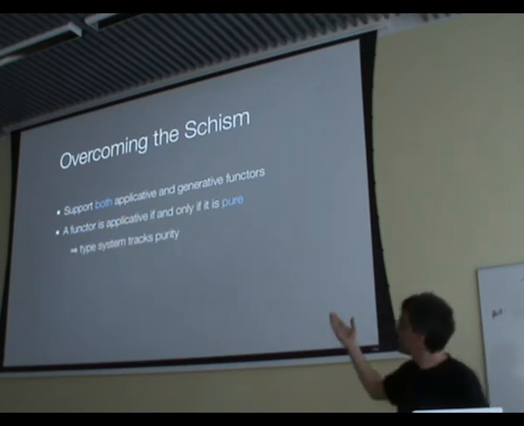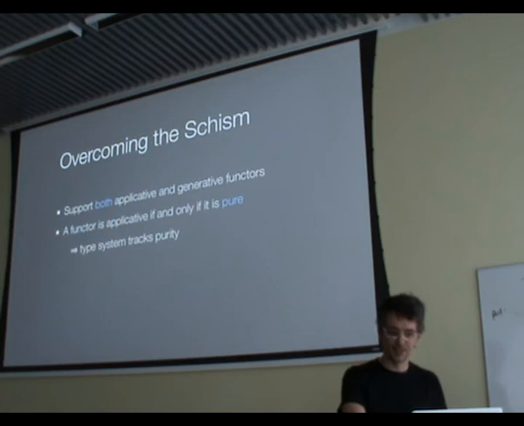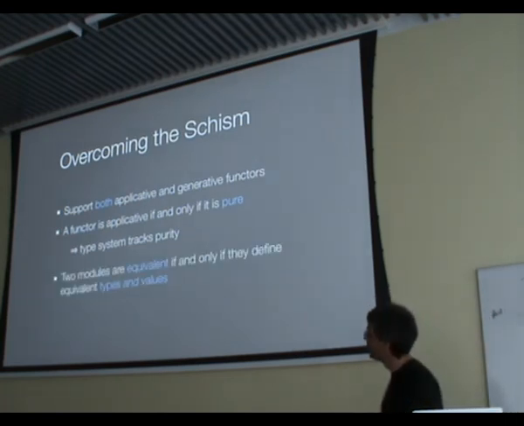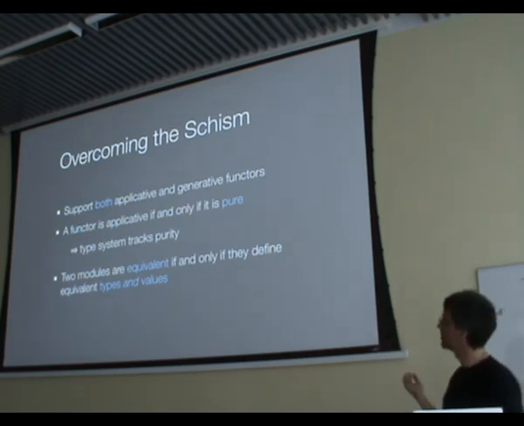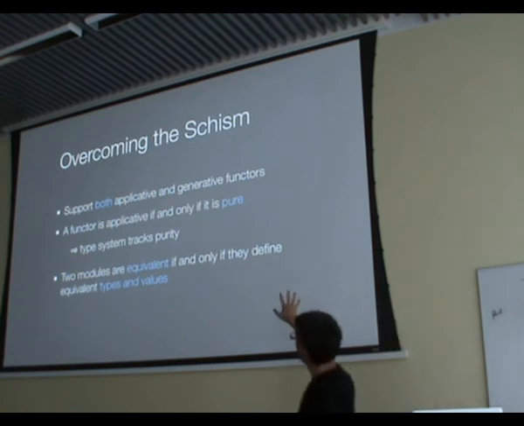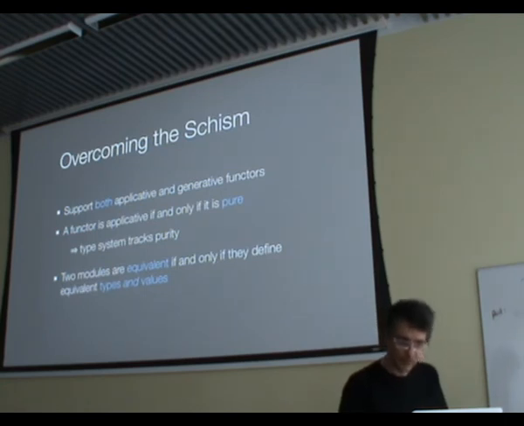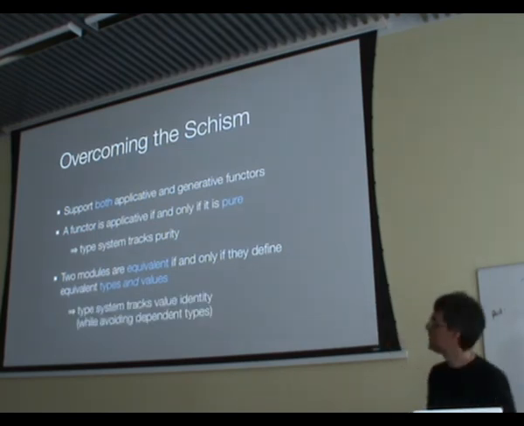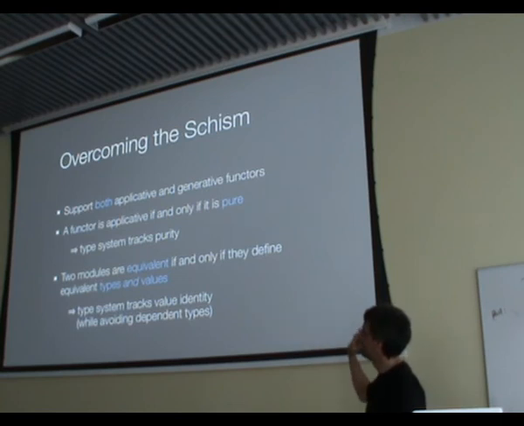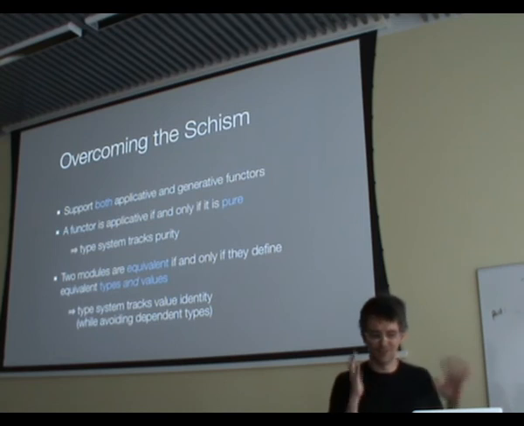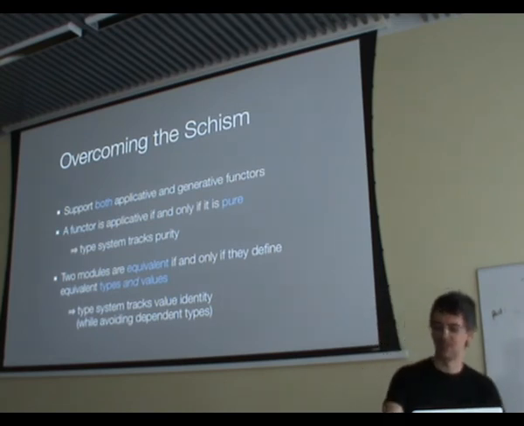But of course what that implies is that the type system has to track purity of modules. And the other thing we want to do is refine the notion of module equivalence and thereby type equivalence, so that it only equates modules where both types and value components are equivalent. And what that means is that we actually have to track the equality or the identity of types and of values in some way. And of course we want to do that avoiding going to dependent types, so we need to use some approximation.